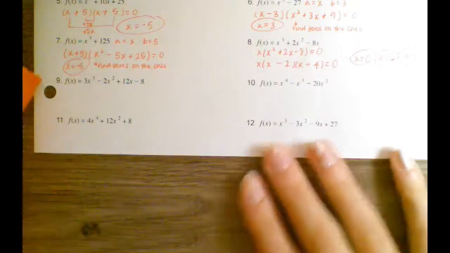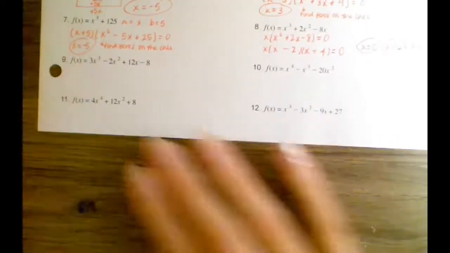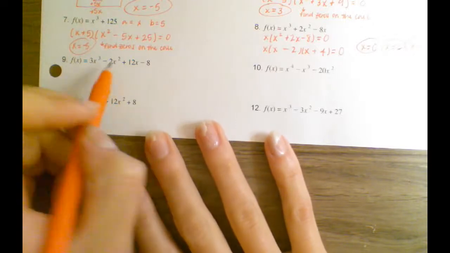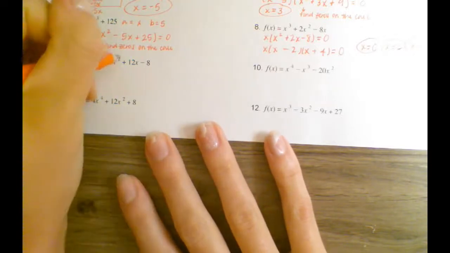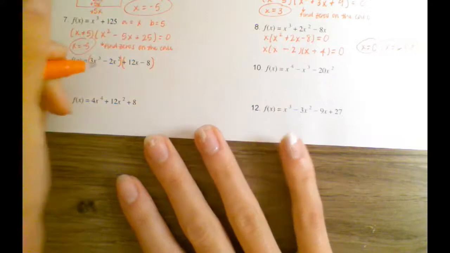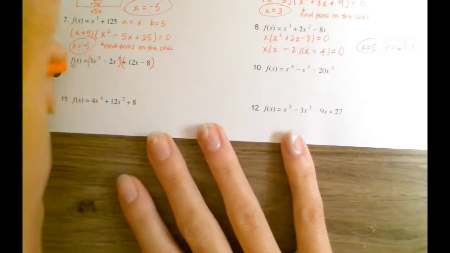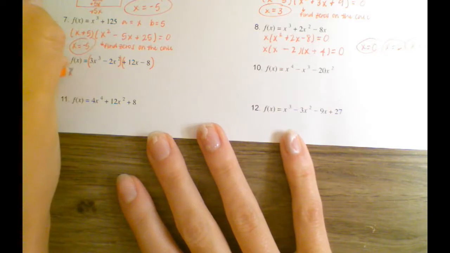All right, a couple more. 9, 10, 11, and 12. Okay, number 9. Okay, here, no GCF, right? But there's 4 terms, so we factor by grouping here, okay? Now you find the GCF of that first pair. So looks like it's going to be x squared. So I'm left with 3x minus 2.